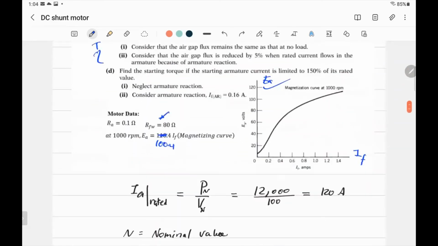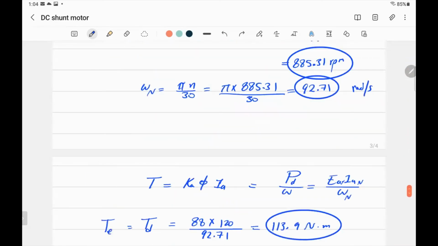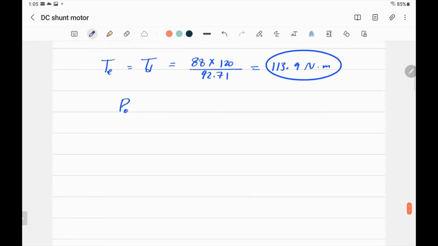So now you go there and say, okay, the output power is equal to the developed power minus the rotational loss power. The developed power is equal to EA IA. EA is 88, IA is equal to 120 amp. The rotational loss was given equal to 5. We calculate this in watts, subtract, and get the output power, 9,963.6 watt.